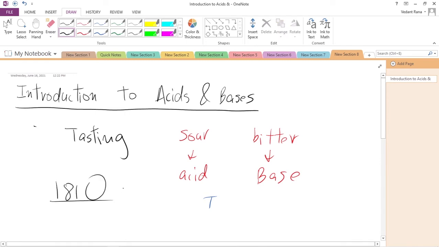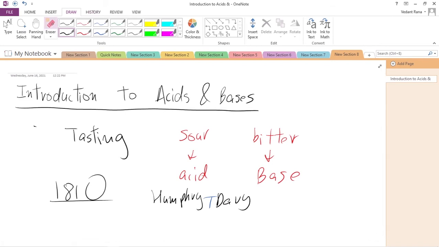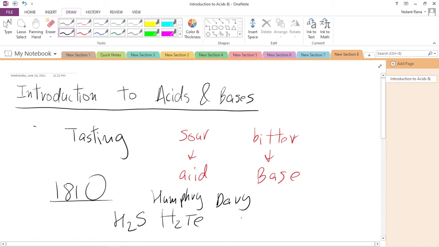In 1810, there was another chemist, Humphry Davy. Let's write his name down. He published an article and also gave a series of lectures in which he provided proof that acids such as H2S and HCl behave like acids and do not contain oxygen. So this proved that Antoine's theory was wrong. Sir Humphry Davy then gave more lectures on the nature of acids.